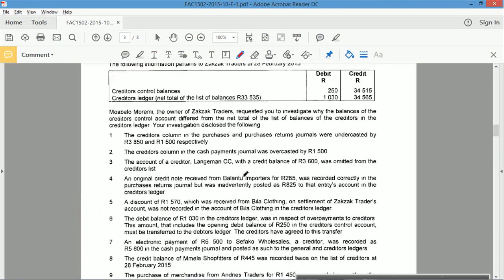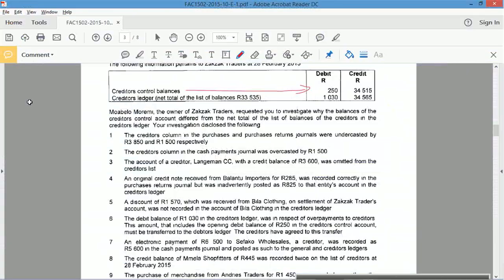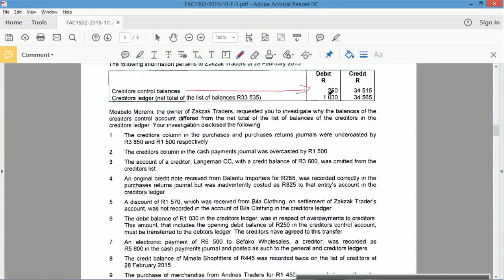Right, so if we go back to the question, we need to look for information that pertains to those two things. The first bit is obviously your easy marks. You would have had a balance here and a balance there. Balance at the beginning of the year, brought down. You had two amounts, debit of 250 and credit of 34,515. That's the simple bit. Then you had the ledger. The net total of the list of balances was that, which is obviously the difference between those two amounts.